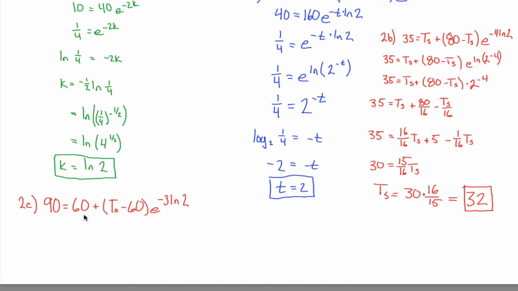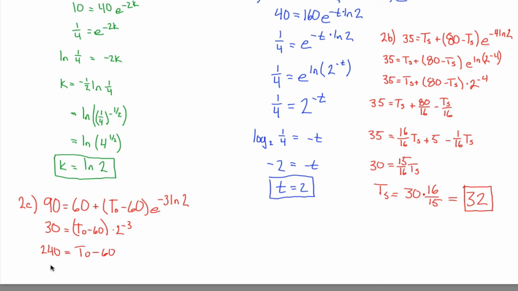You might be able to see the shortcuts that we're doing here. Maybe I can skip a couple steps. 60 minus 90 is just 30. So 30 is T naught minus 60 times, well, if I took this negative 3 and brought it up into the exponent, I'd have e to the natural log of 2 to the negative third power, aka 2 to the negative third. 2 to the negative third is 1/8. So if I multiply both sides by 8, I get 240 equals T naught minus 60.